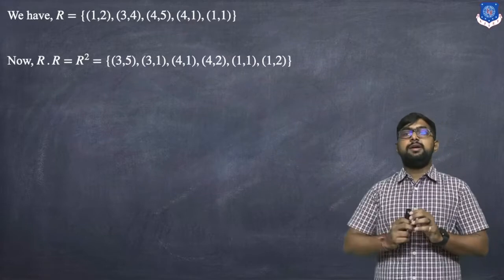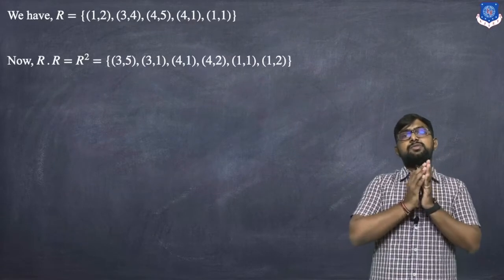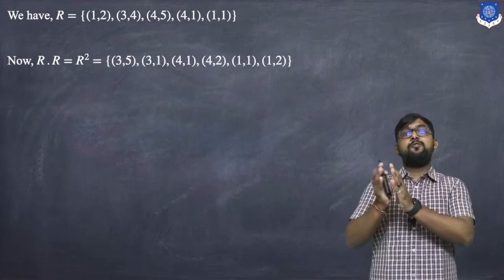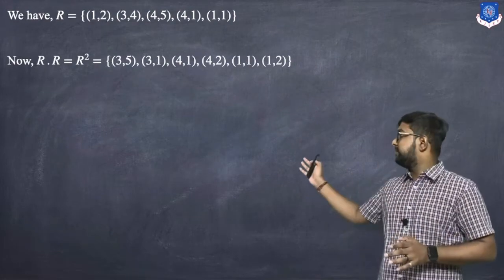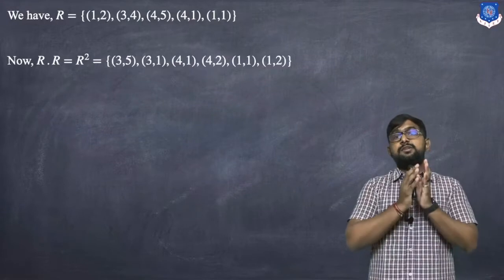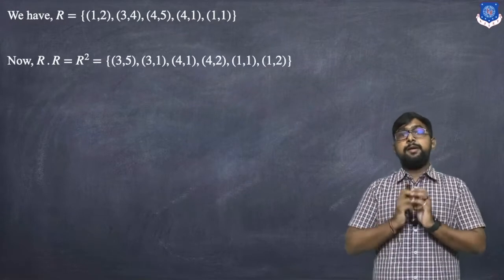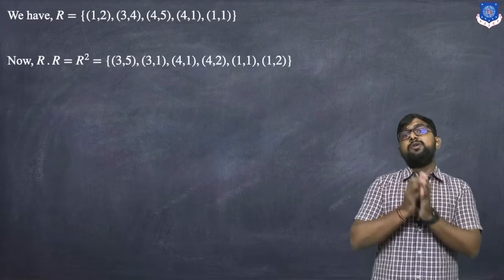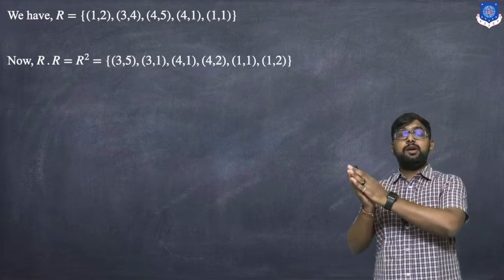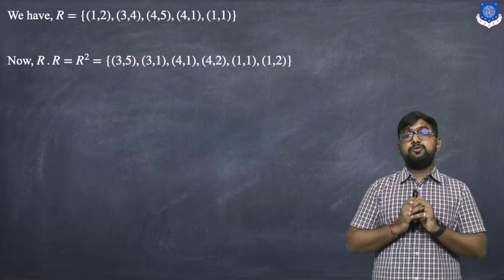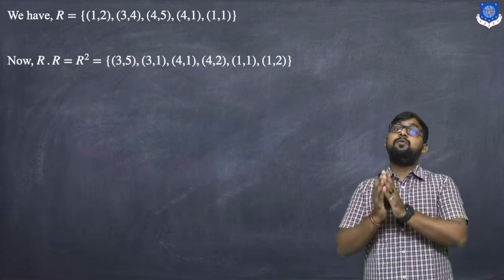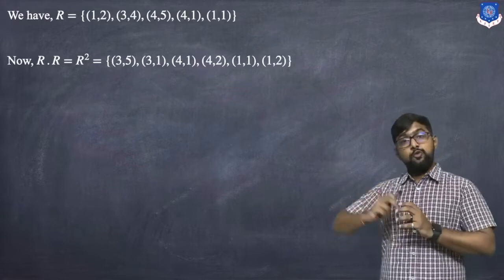So (3,5). Now next, 3 is related to 4 and 4 is related to 1 also. So (3,4), (4,1). So the (3,1) pair will be there like this. Now consider (4,5). Now 4 is related to 5 but is 5 related to some point? No. So just ignore that. Now 4 is related to 1 and 1 is related to 1. So (4,1) will be there. Now next, 4 is related to 1 and 1 is related to 2. So the (4,2) pair will be there.